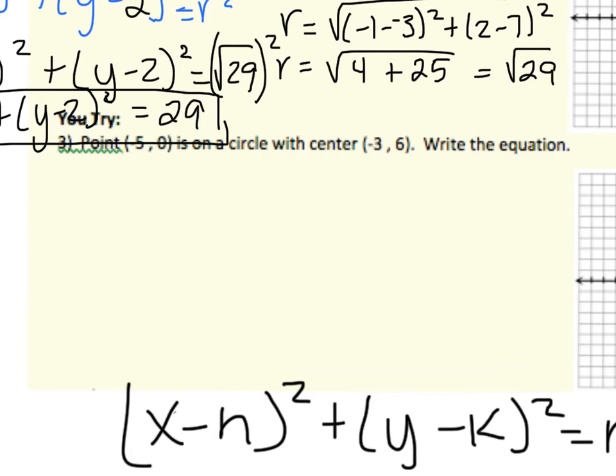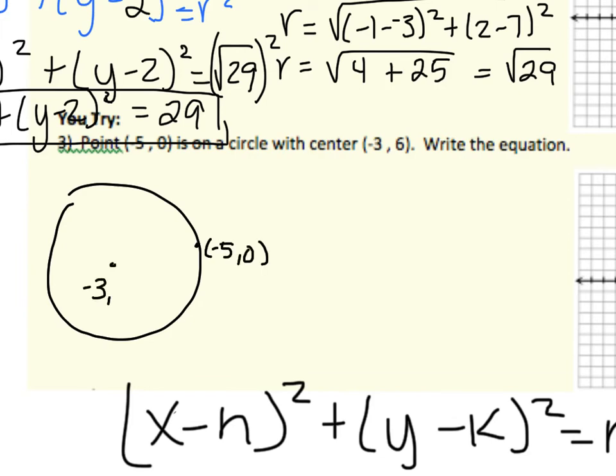Okay, so the point (-5, 0) is on the circle with the center of (-3, 6). We want to write the equation. So again, you need two things: the center, which we have, and the radius. Since you have two endpoints of the radius, one on the circle and one in the middle, we can find the distance.